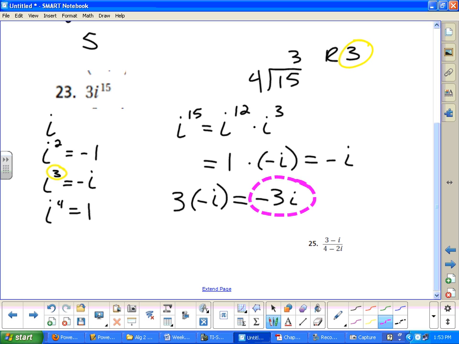That would be my answer. All right, so i raised to a power, multiple of 4, and what's left, whatever's left is going to be either a 1, 2, or 3. And then our answer would be either i, negative 1, or negative i.